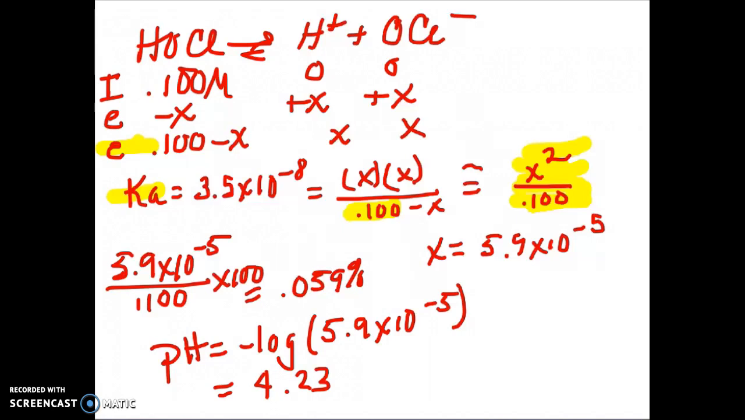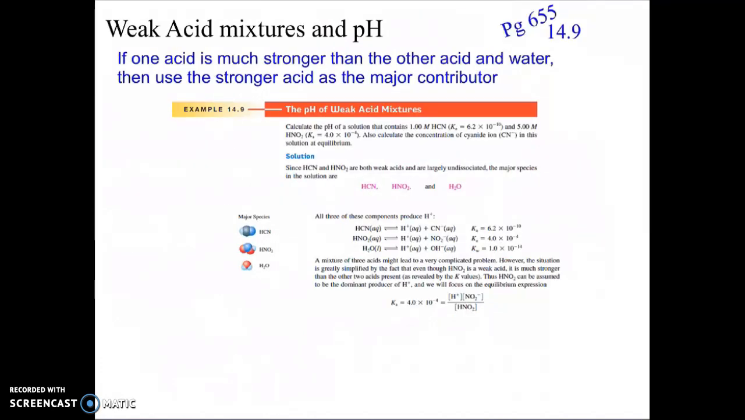Now in your textbook, and I strongly suggest that you go through and look at this one, it's on page 655, example 14.1. What if you have a mixture of weak acids? The AP Board would like to do this to you. I've seen this on the AP exam.